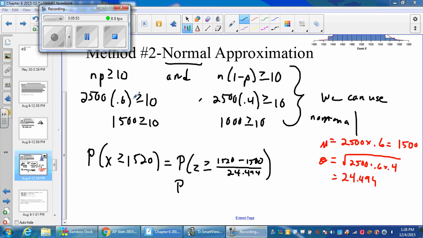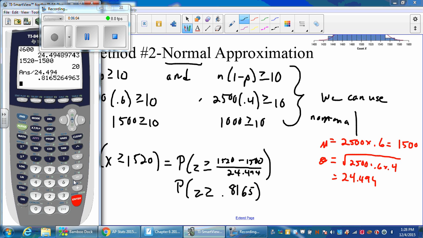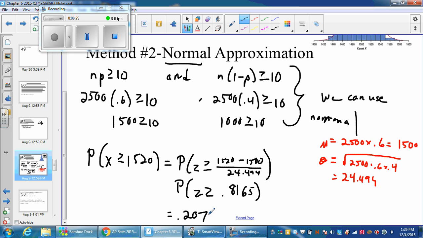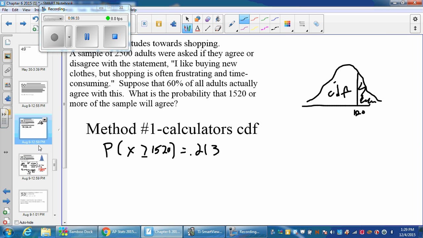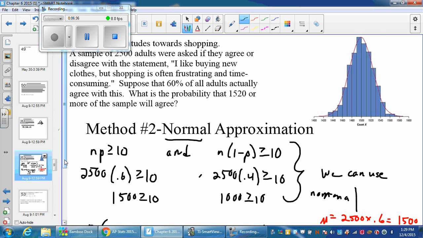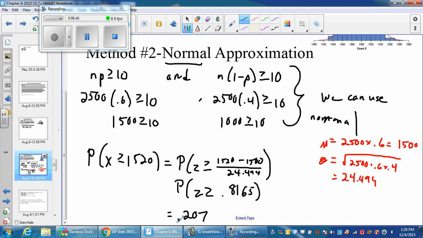Pause the video. I got a z-score of 0.8165. So now that we're using this normal approximation, I'm going to do a normal CDF from 0.8165 to an upper number because it's greater than, and then paste that, and we got 0.207. Now this one and this one aren't exactly the same, 0.213 and 0.207, but it's close enough where this gives us a good amount. It's close enough.